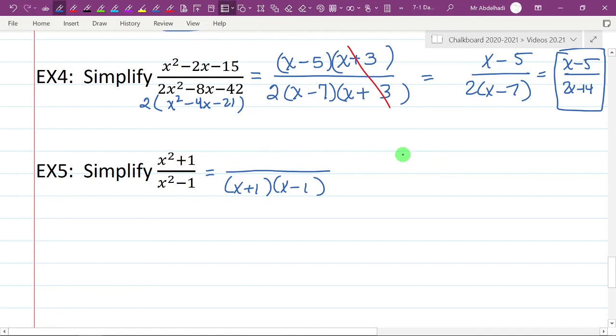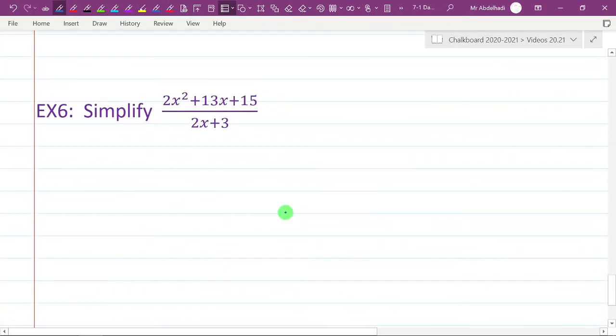The bottom is factorable, but nothing matches. So this one's done already. Okay, but you must check because you don't know until you try. Okay, so we have this one here. Now, at first glance, you might not really see anything you can factor out. Please don't tell me that you're going to cancel those out. That doesn't work because you cannot factor out a 2 out of the top and the bottom. If you can't factor it, you can't cancel it.